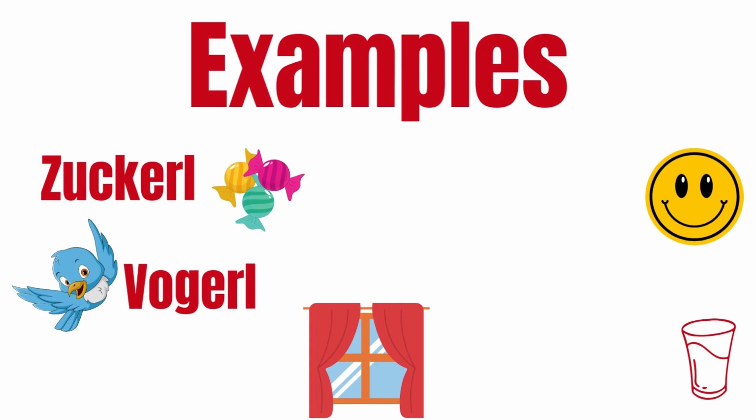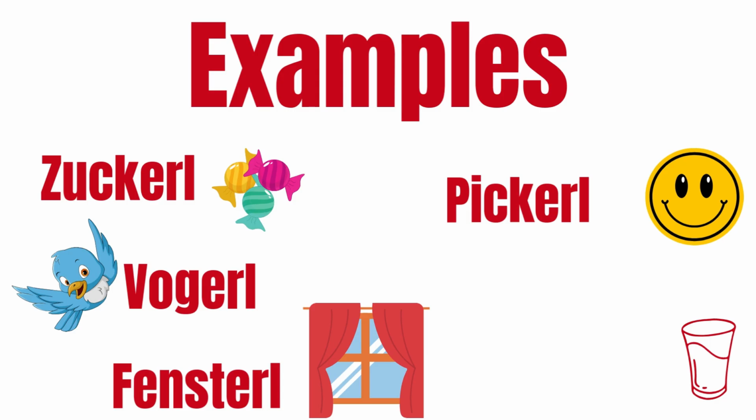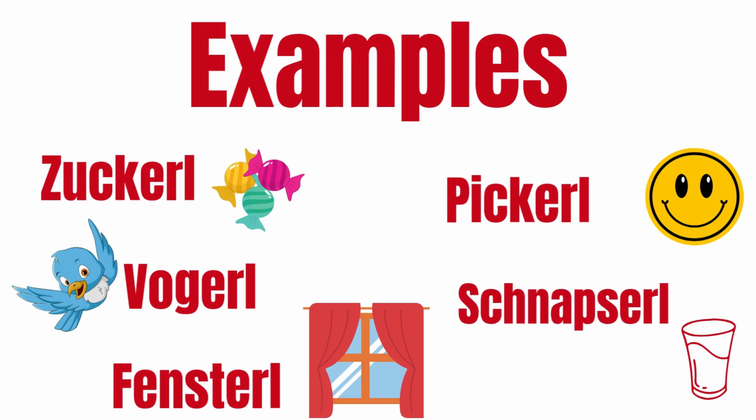Example number 3: Fensterl, a small window. Fensterl. Example number 4: Pickerl, that's a small sticker. Pickerl. And example number 5: Schnapserl. This is a small glass of schnapps, Schnapserl.